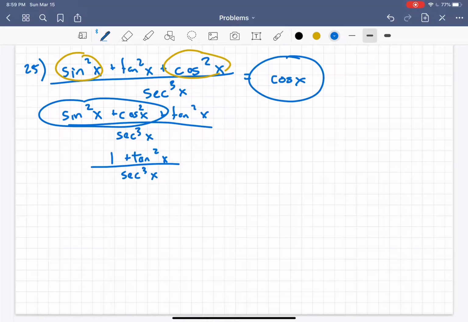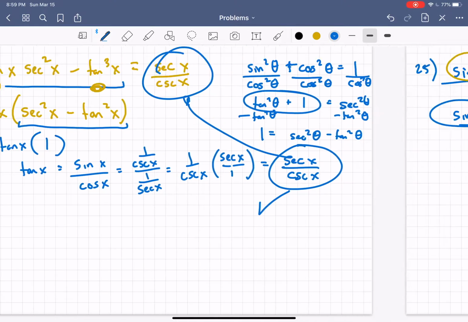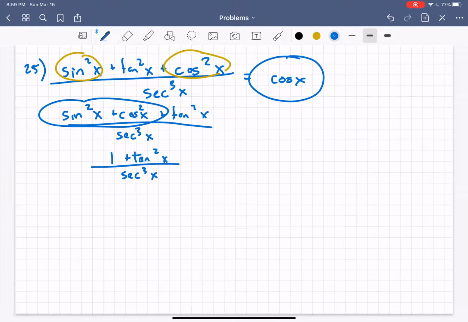And now we want to figure out, we still have 1 plus tangent. And I believe we figured out what that is. 1 plus tangent is equal to secant. So the whole top of this, using the Pythagorean identity, turns into secant. So we have this, the top 2, take away 2 from the bottom. So we're left with just secant x on the bottom.